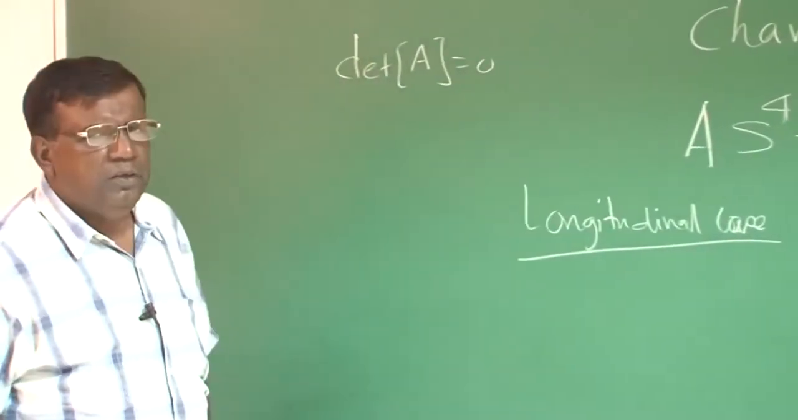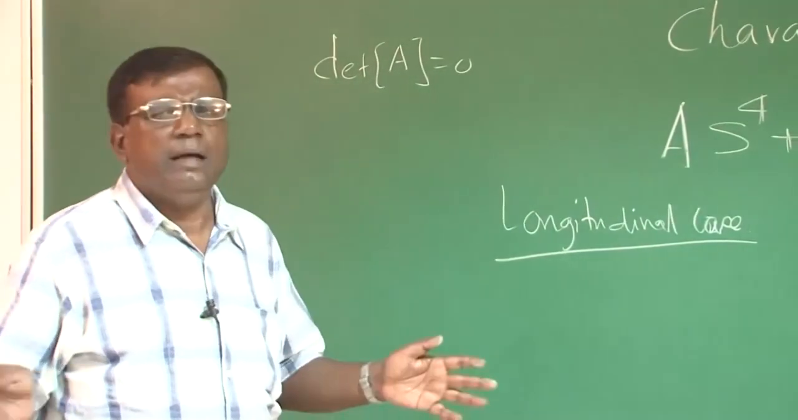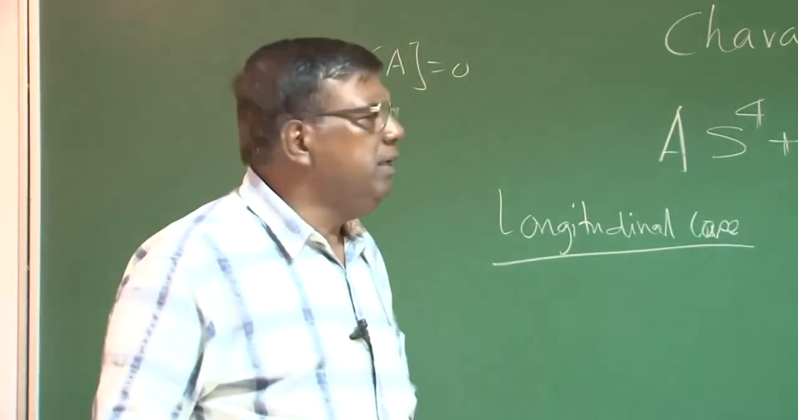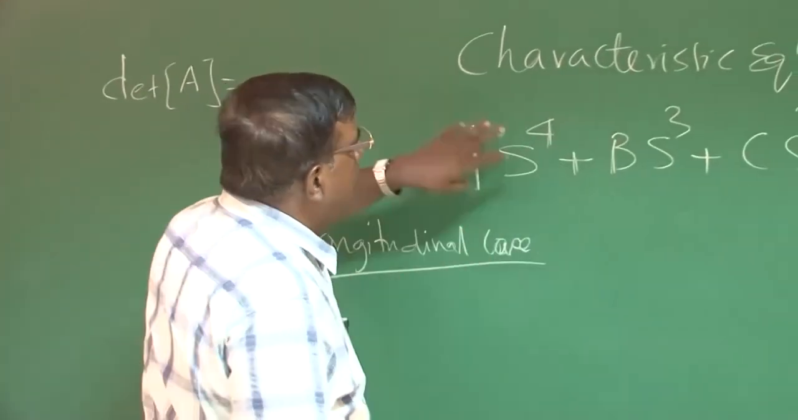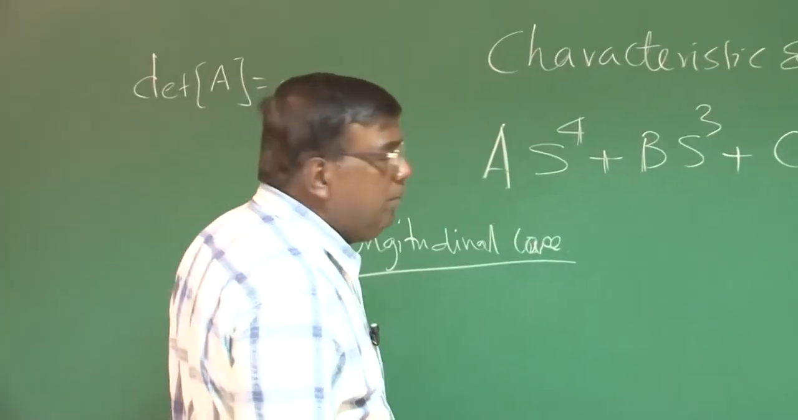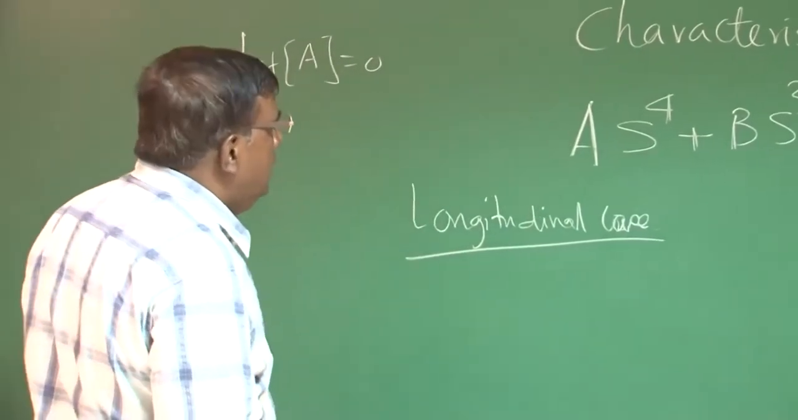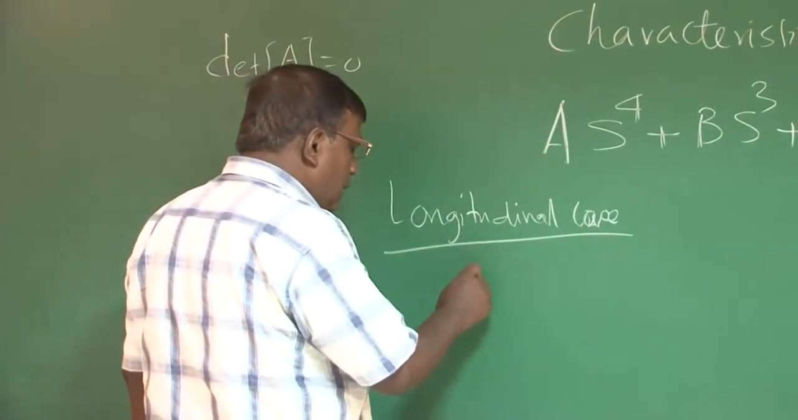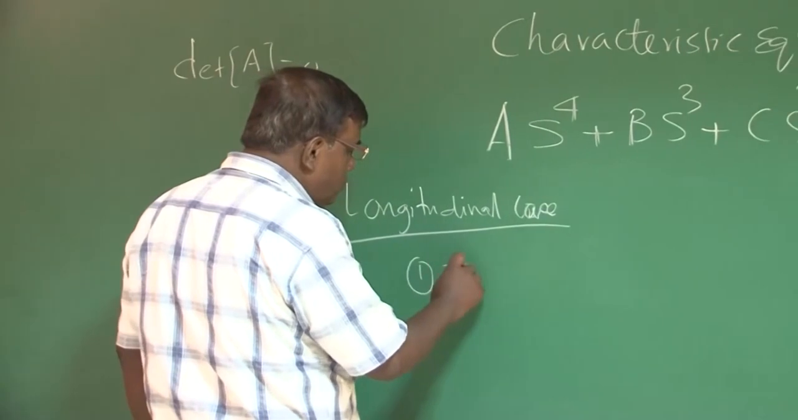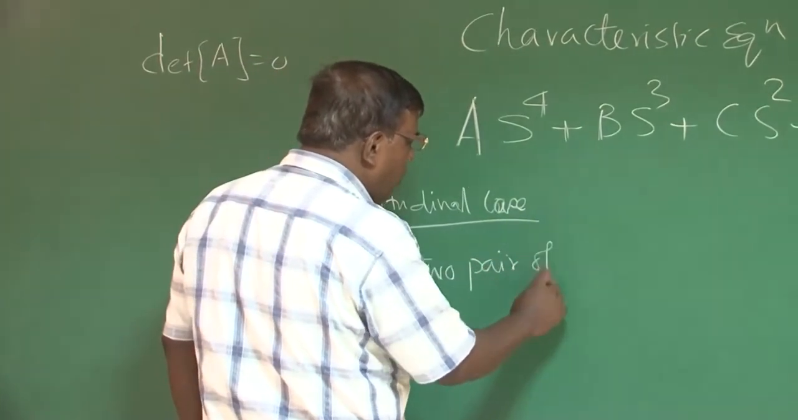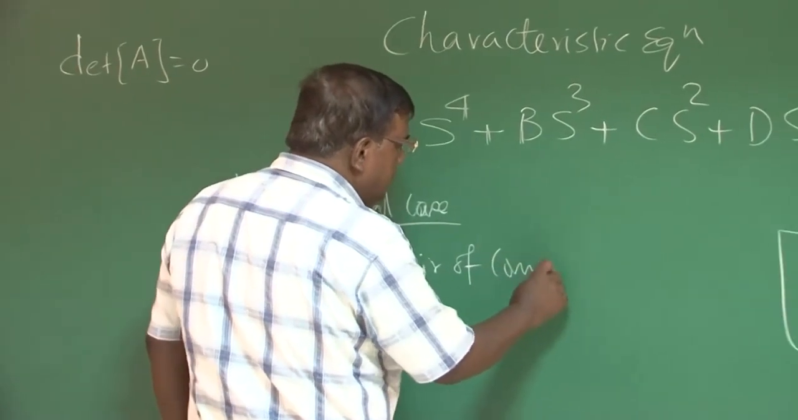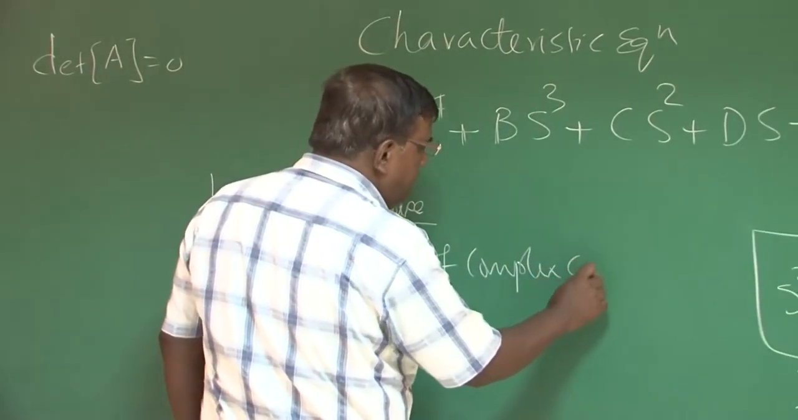You will find that for the low speed longitudinal case, with an aircraft typically a business transport airplane, when I evaluate the roots of this equation by numerical methods, it will have two pairs of complex conjugates.